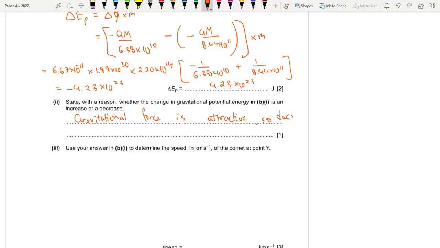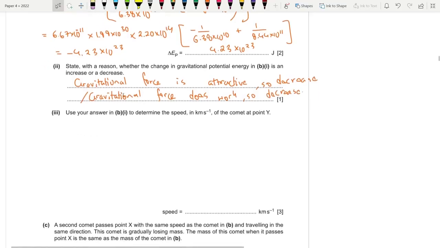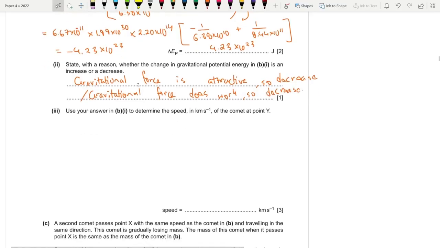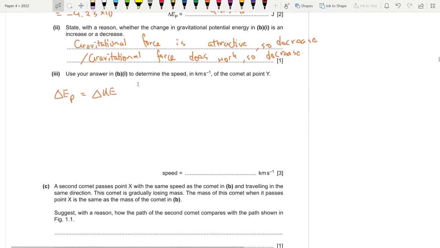So decrease. Or you could say that the gravitational force does work. Okay, so decrease. All right. Use the answer to determine the speed. Okay, so since GP decreased, kinetic energy increased, right? So we can say that the change in electric potential energy is equal to the change in kinetic energy, right?